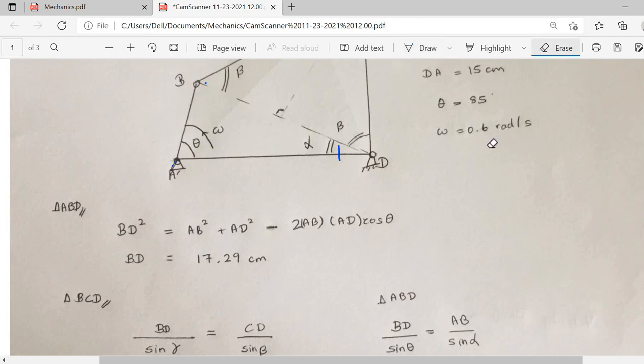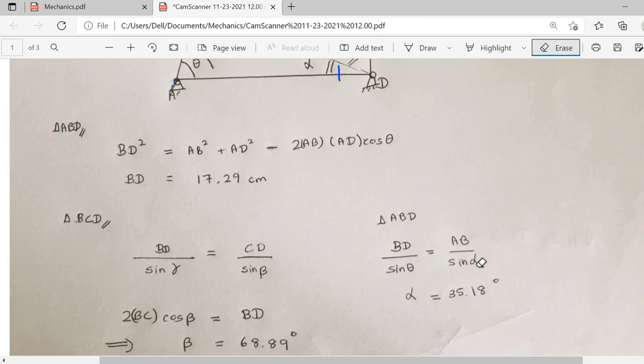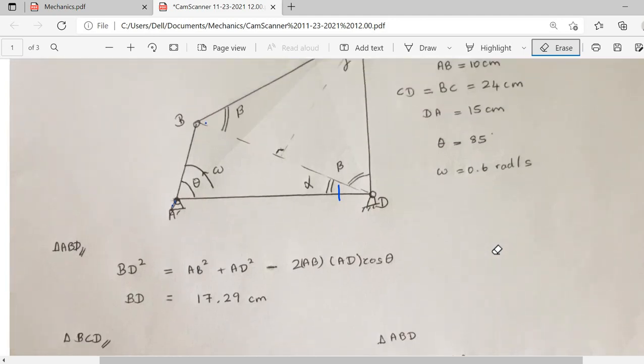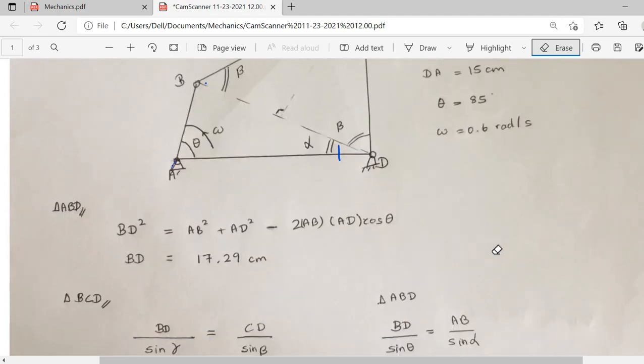Once you apply that, you will get an equation for sine alpha, which is equal to AB sine theta over BD. So here we have derived an equation, as we knew the value for AB, BD as well as sine theta. We can directly use that theta as a variable. So we have found that too.